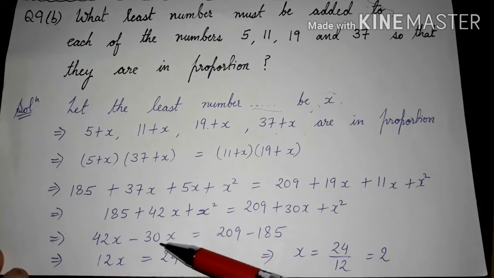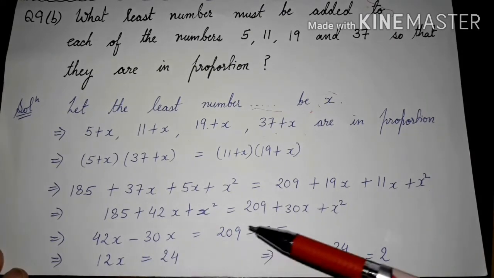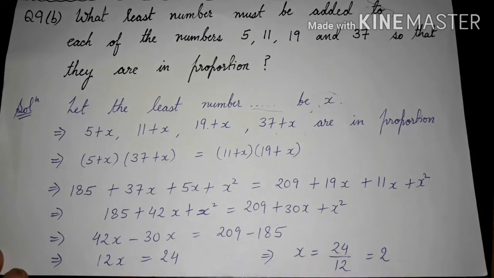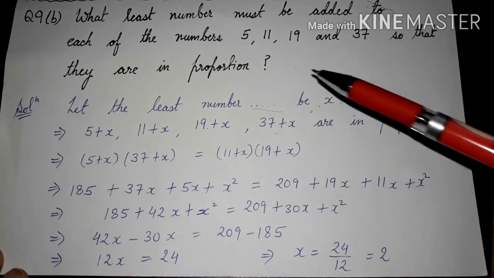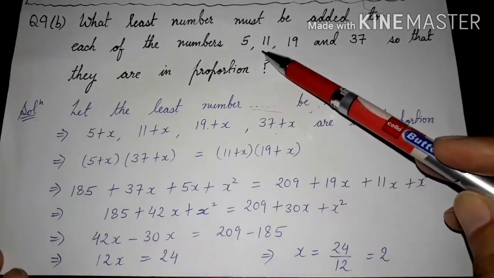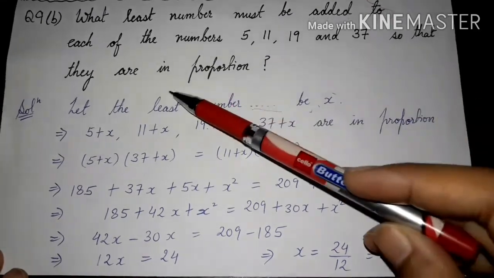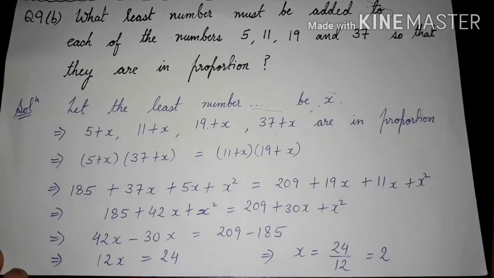So 42x minus 30x is equals to 12x. 209 minus 185 is equals to 24. So x is 24 upon 12, that is 2. This shows that only 2 should be added to each of these numbers so that they are in proportion.